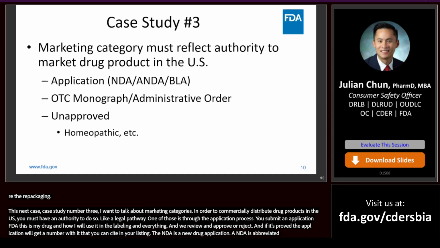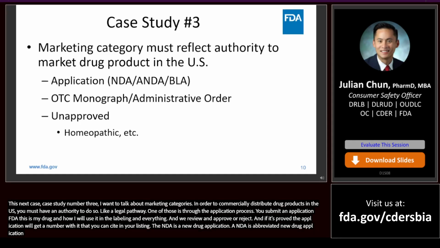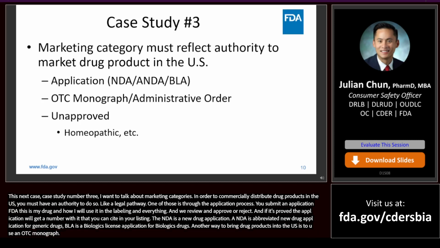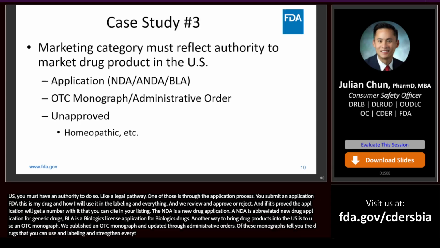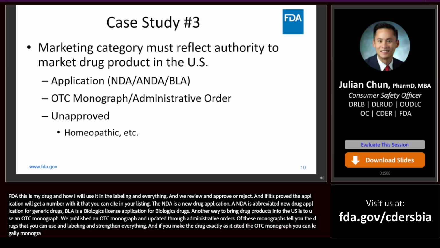Another way to bring drug products into the U.S. is to use an OTC monograph. So we published an OTC monograph and update it through administrative orders. And these monographs tell you the drugs that you can use, the labeling, the strength, everything. And if you make the drug exactly like it's cited in the OTC monograph, then you can legally market in the US. So anything that's not part of the application or the OTC monograph is considered unapproved. An example of that would be homeopathic.